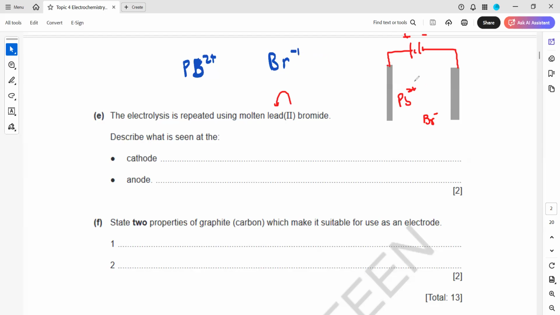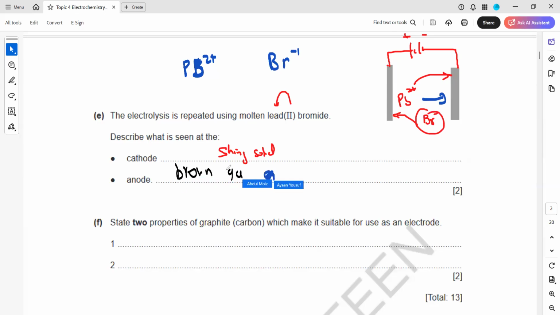Now, the lead is attracted towards the cathode. If lead is attracted towards the cathode, what will you observe? A metal will form. So what will you observe? A shiny solid forms. Good. The bromide ion is attracted towards the anode. What is the observation for bromine? Reddish brown gas. Good. Brown gas, brown vapors, red brown gas, reddish brown gas. Can we say red brown? Yes, you can say red brown.